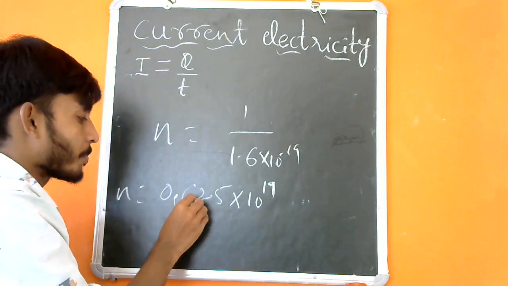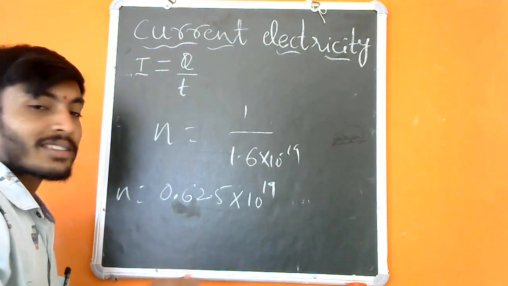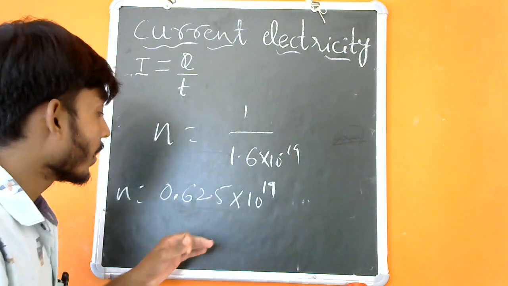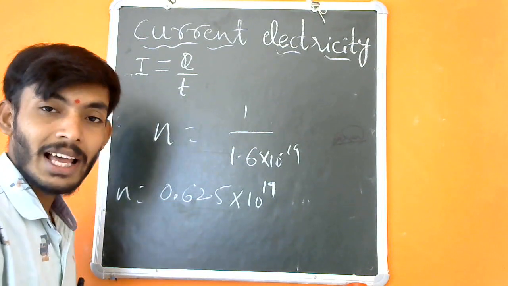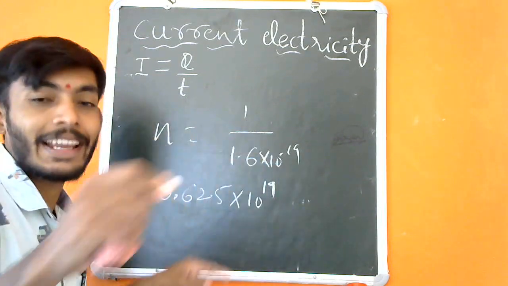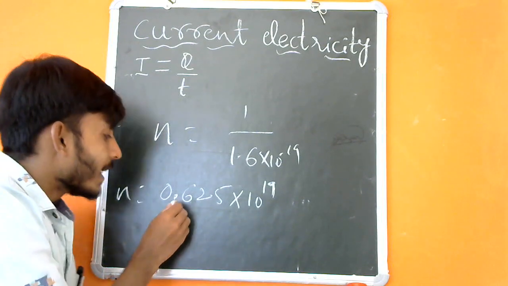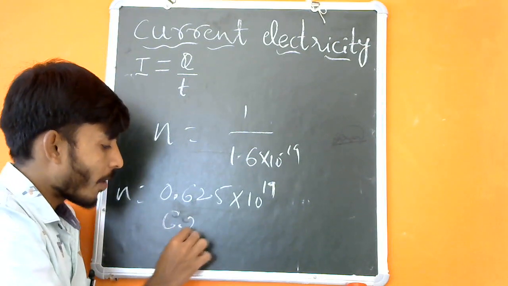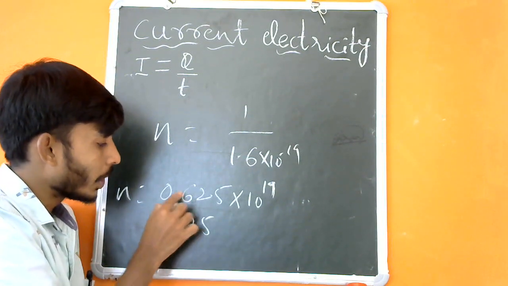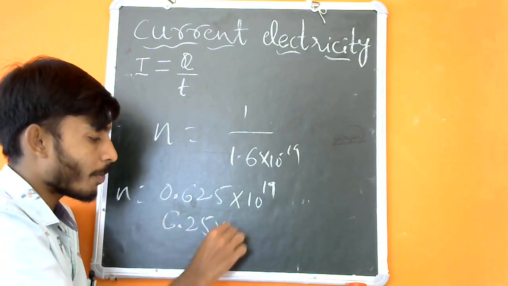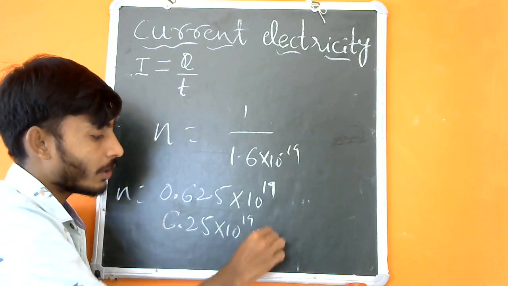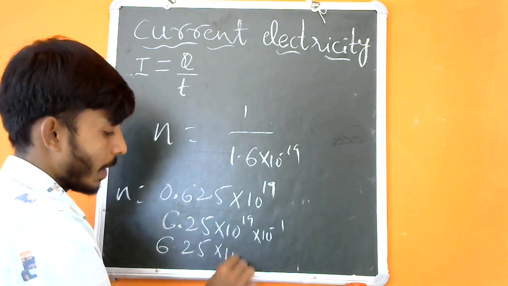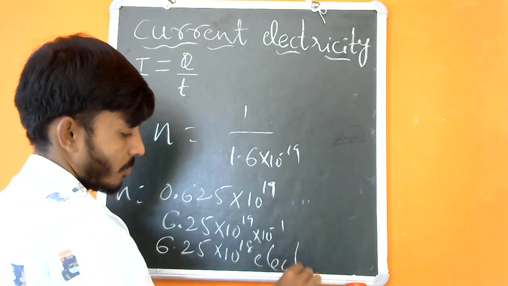Okay. I will explain in detail how to write any given number in powers of 10 in another class, in a new video. So now let's shift this decimal point here, then I'll get 6.25. The decimal point moved from here to here, so it is 10 power minus 1. So 19 minus 1 gives 10 power 18. So we get 6.25 into 10 power 18 electrons.